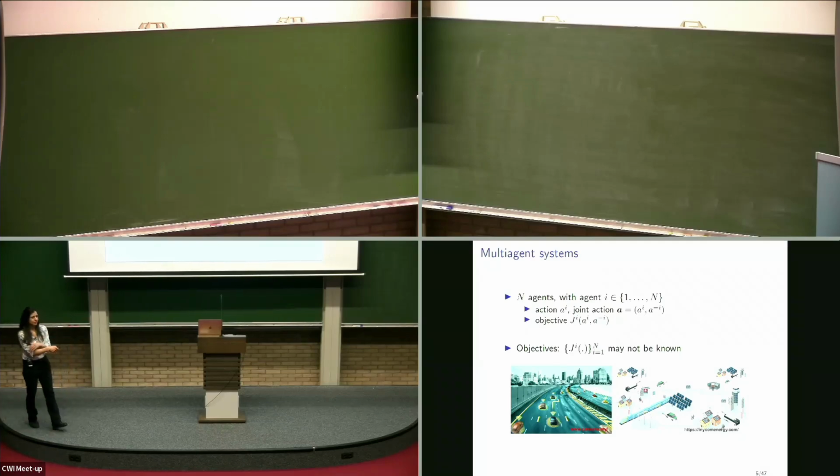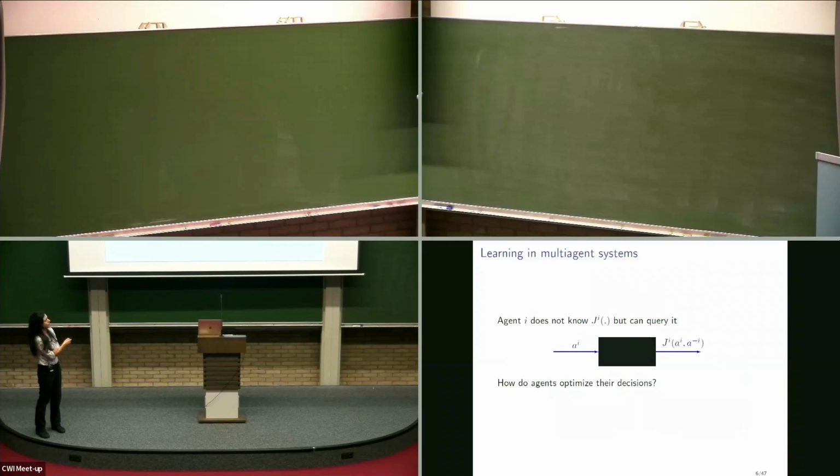And the problem that I've been interested in for the past maybe 8 years was, suppose that agents don't know these objectives, J_i, because they might depend in a non-trivial way, like congestion on the road or electricity prices, on everyone's decisions. But the agents can make observations. So it's a learning setting again: they can query their function, submit an action, and then others also submit an action, and they get an observation. How should they optimize their decisions? This is the overall question in the talk that we want to address.